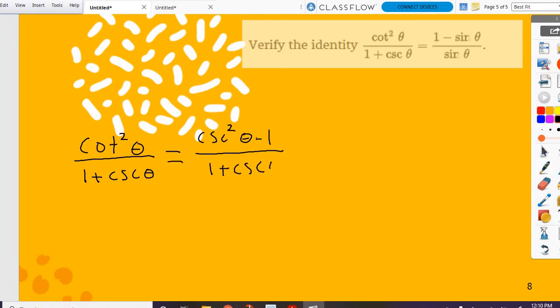Now I still don't have multiplication here, so I still can't start just crossing things out. Because a lot of people will be like, oh, now I have cosecants and I'm just going to cross those both out. I can't do that because I'm adding and subtracting in my numerator and denominator. We have to make it multiplication before we can start doing that. Is there a way that I could turn my top into multiplication?